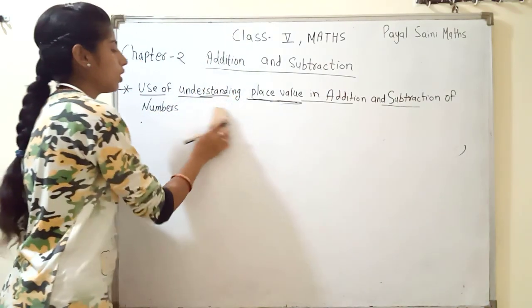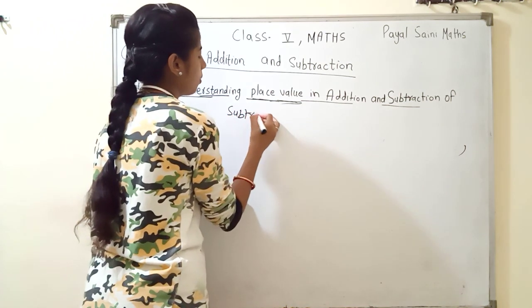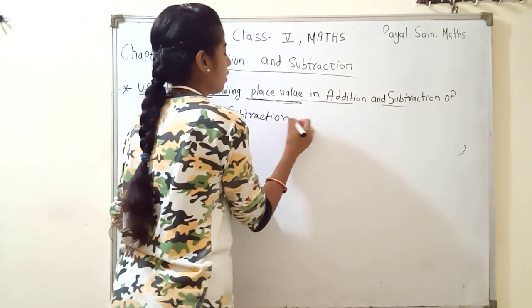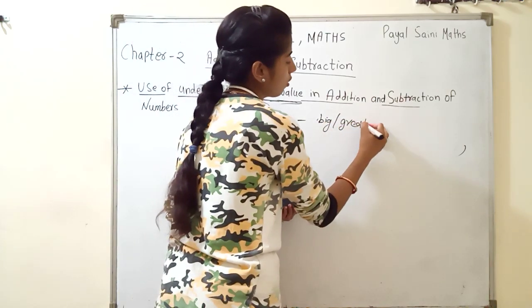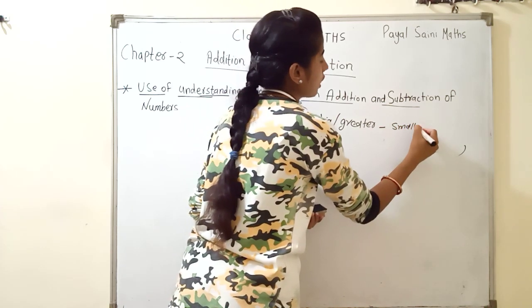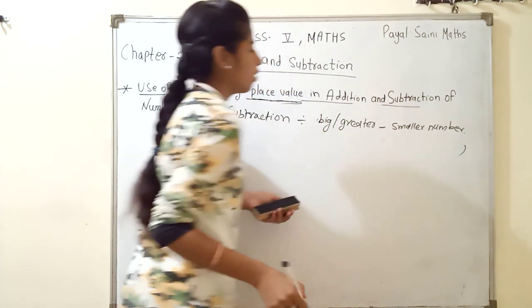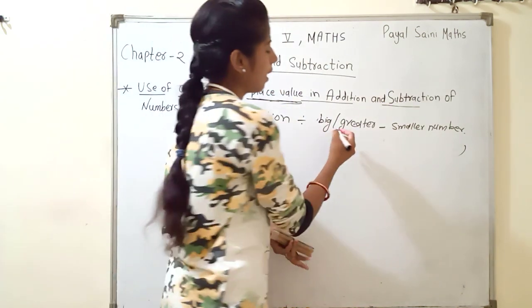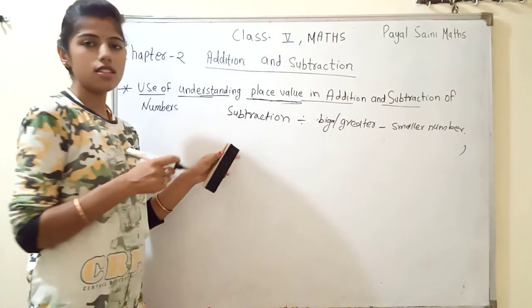For subtraction, we know that in subtraction, a bigger or greater number minus a smaller number. If I write here a bigger or greater number minus a smaller number, then we call it subtraction.